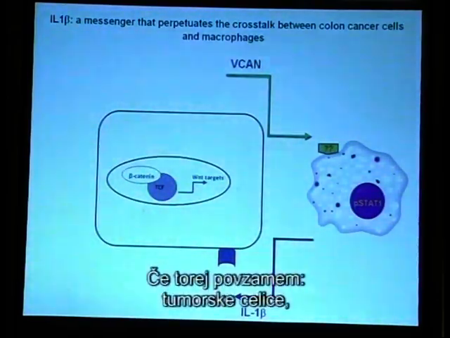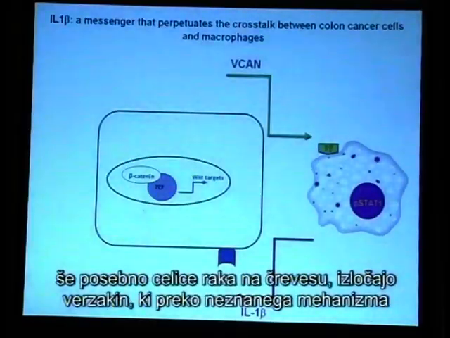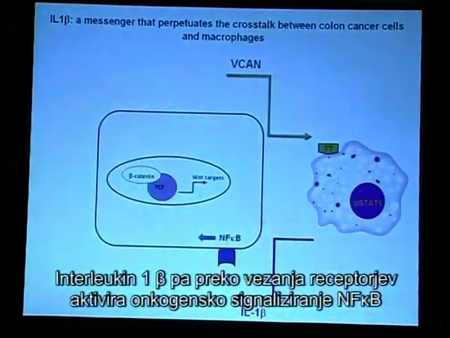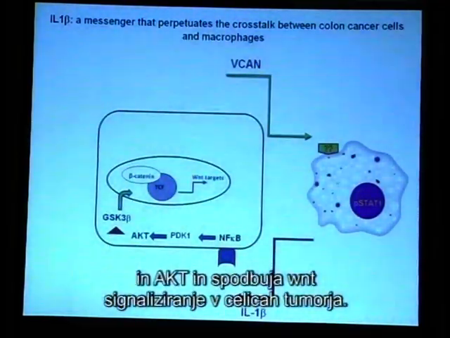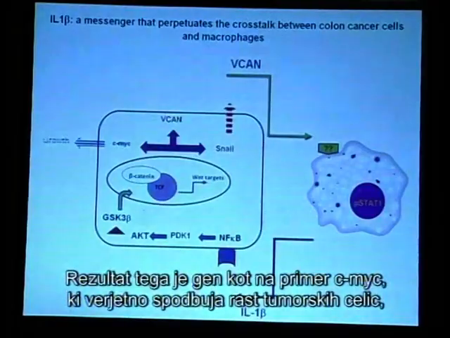So if I summarize, what I told you today is that tumor cells, colon cancer cells in particular, secrete bursicane, which through unknown mechanisms stimulates macrophages, which secrete interleukin-1 beta. Interleukin-1 beta, through receptor binding, activates oncogenic signaling, NF-kappa B, AKT signaling, and promotes Wnt signaling in tumor cells, resulting in induction of genes such as c-Myc, which probably promotes growth of tumor cells.